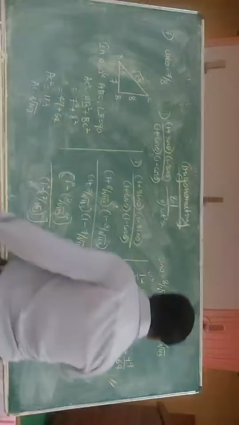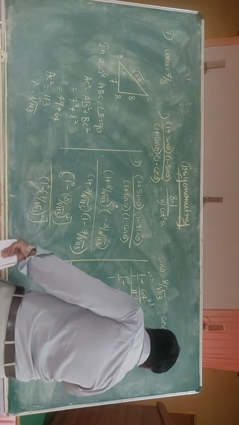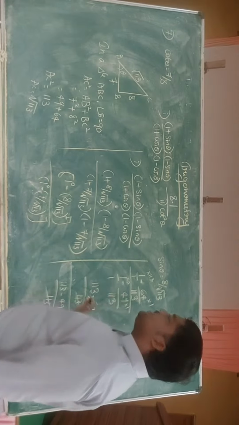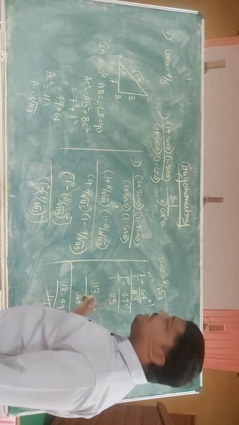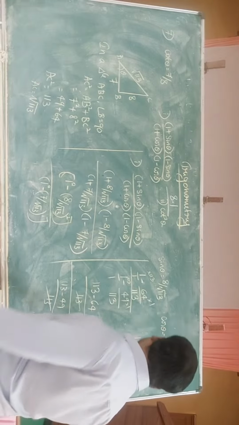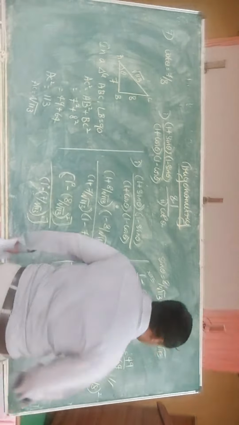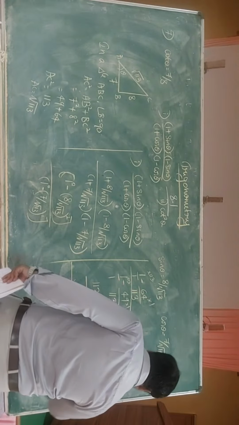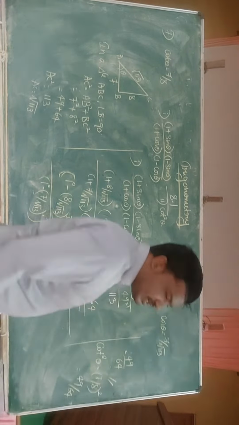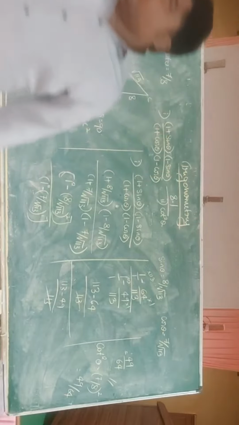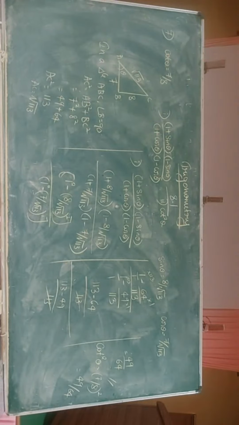Okay, so cot square theta is equal to... cot theta is already given. Cot theta is 7 upon 8. It is given in the question. 7 upon 8 whole square. So 7 square is 49 and 8 square is 64. So cot square theta is equal to 49 upon 64. Got it? Yes.